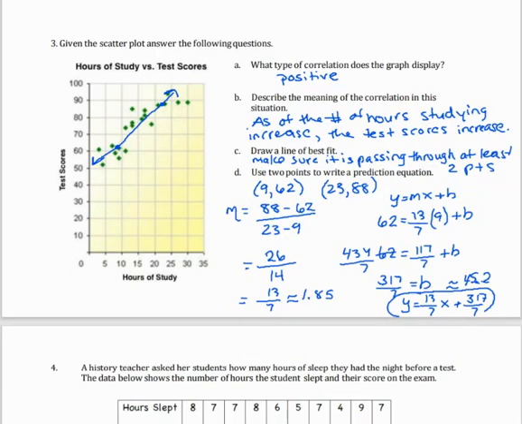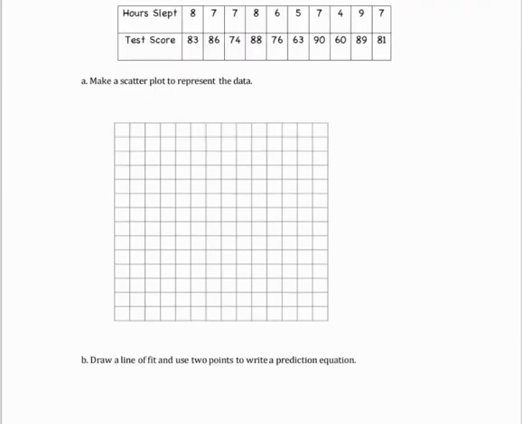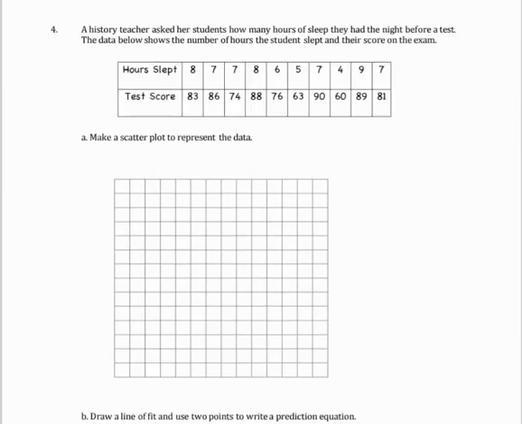Okay, let's move on now to number 4. I'm going to start this one with you and have you finish it. So here is a bunch of data. What you're going to do is actually make a scatter plot. A history teacher asked her students how many hours of sleep they had the night before a test. The data below shows the number of hours slept and their test score.